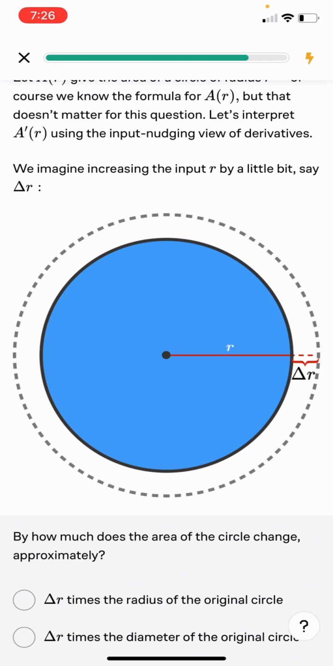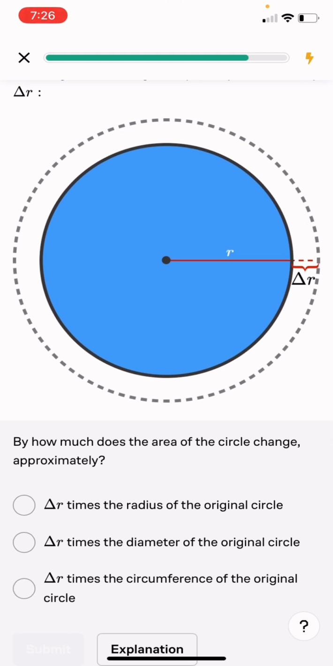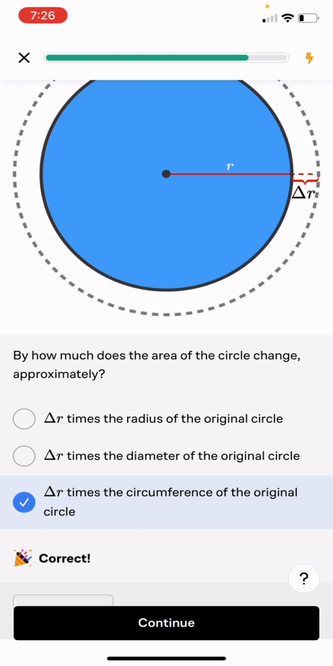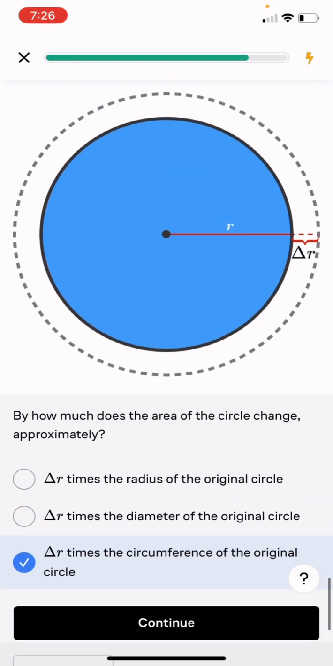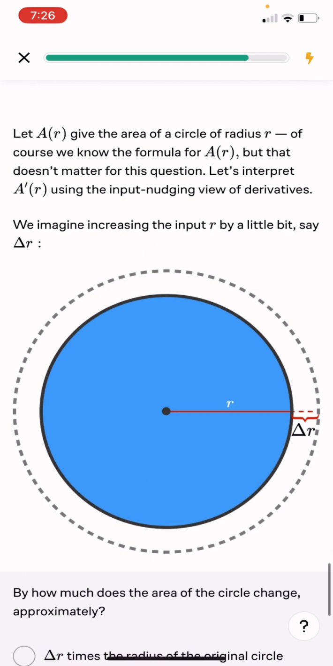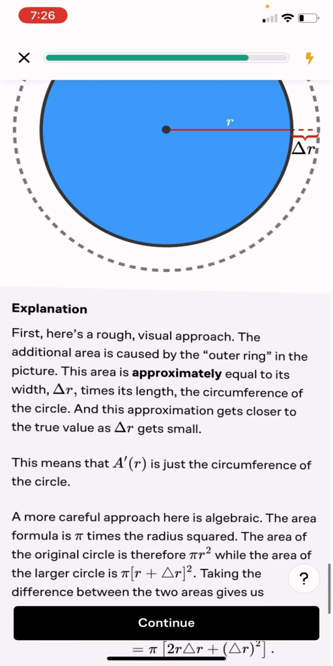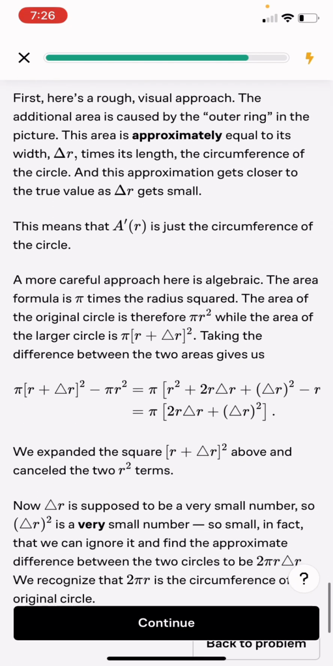First, here's a rough visual approach. The additional area is caused by the outer ring in the picture. The area is approximately equal to its width, delta R, times its length, the circumference of the circle. This approximation gets closer to the true value as delta R gets small. That means that A prime of R is just the circumference of the circle.